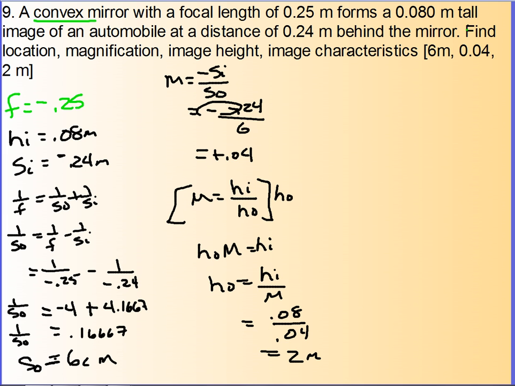Now, let's go on and figure out what the variety of things are. My image distance is negative, so it is virtual. Magnification is positive, so it's upright. And the magnification is less than 1. The absolute value of it, 0.04, is less than 1, so it's reduced.